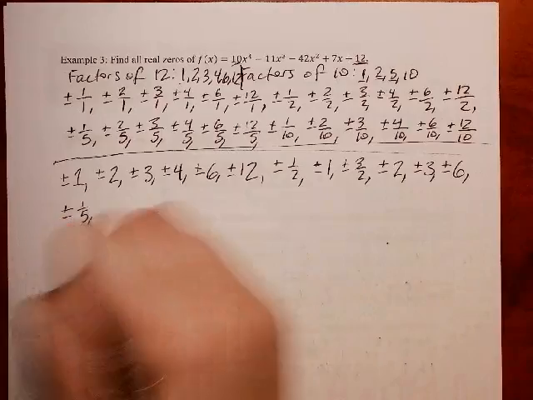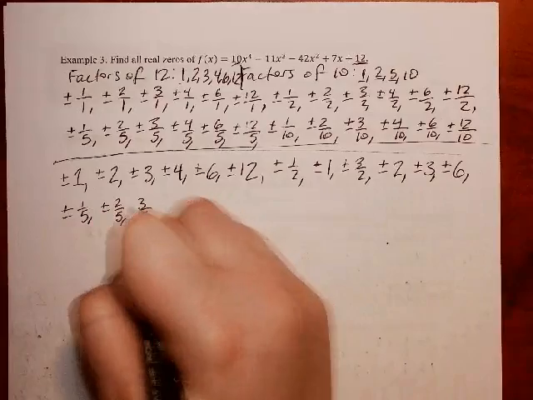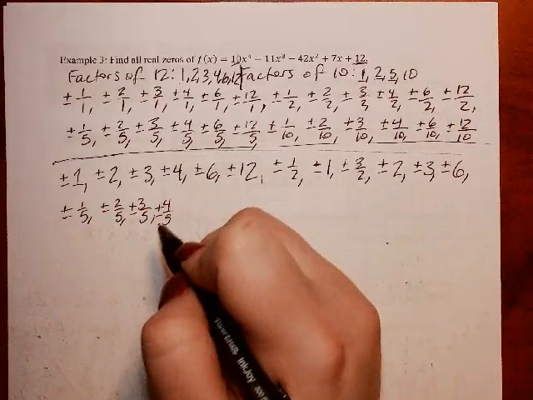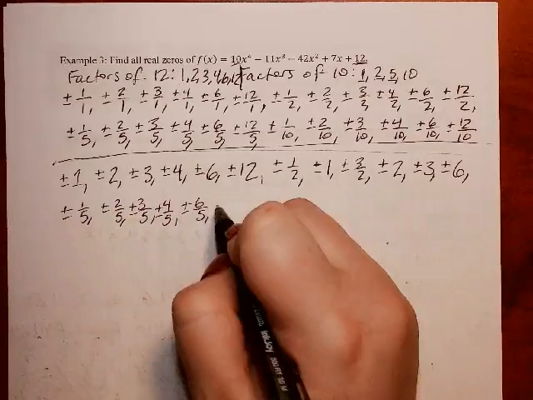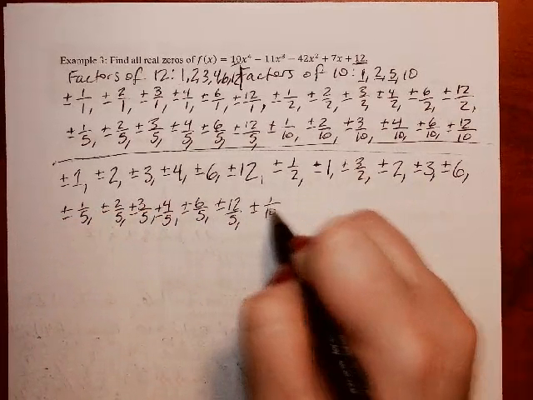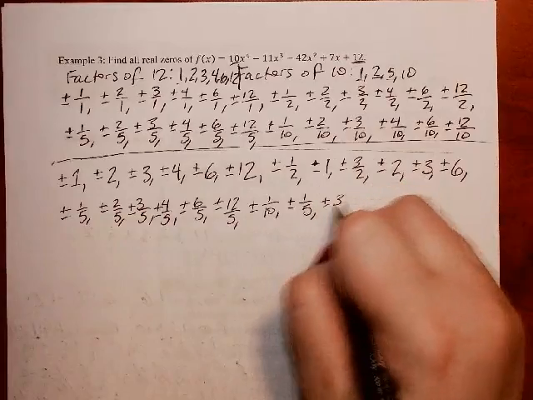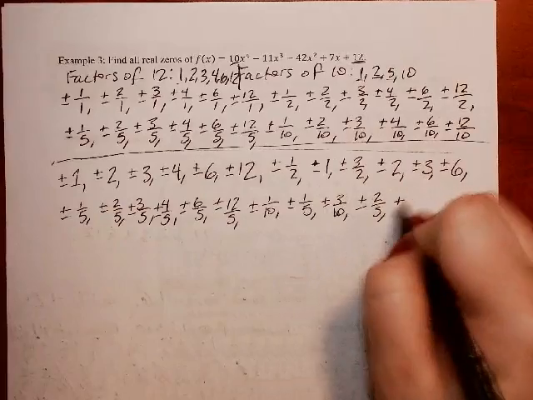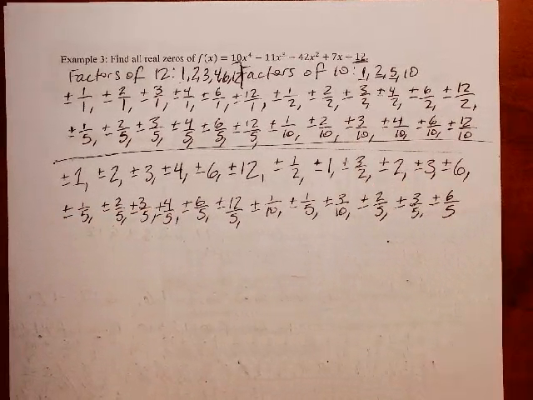1/5 does not simplify. 2/5 does not simplify. 3/5 does not simplify. 4/5 does not simplify. 6/5 does not simplify. And 12/5 does not simplify. 1/10 does not simplify. 2/10 does. Simplifies to 1/5. 3/10 does not. 4/10 simplifies to 2/5. And then 3/5 and 6/5. So we cross out any duplicates.